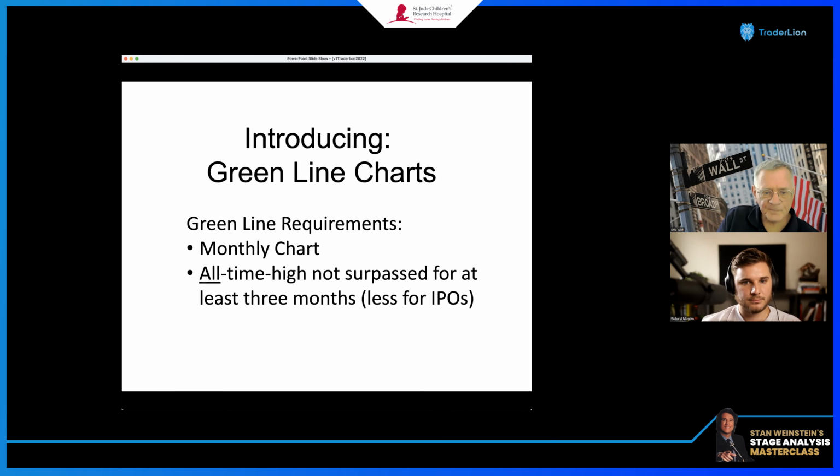All right, now, introducing green line charts. All right, the requirements for drawing a green line. Listen carefully, because you'll be amazed how many people get this wrong. You do it on a monthly chart. It can show up on other time frames once you do it, but you draw it on a monthly chart. You look at a stock. You draw it at the highest price bar. That means the highest monthly bar that has not been passed for 3 more bars or 3 more months. Basically, a green line tells you a stock that has reached an all-time peak price and then rested for 3 months or more. Maybe it rests for 5 years.